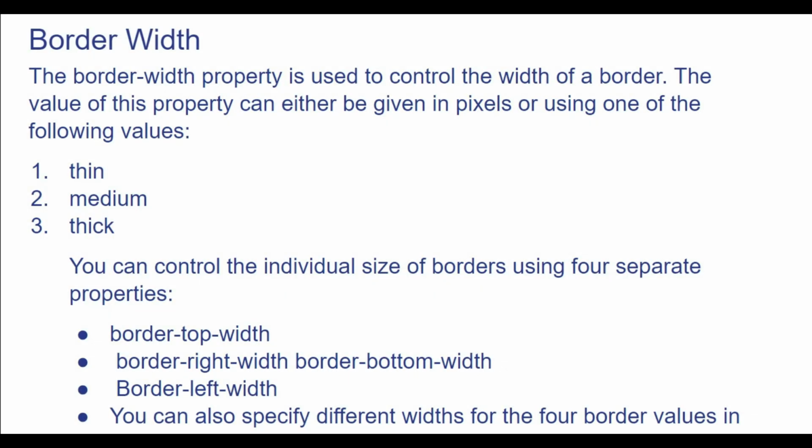Now let's check these guys out. The first thing we're looking into is border width. The border width property is used to control the width of a border. The value of this property can be given in pixels, or using one of the following: thin, medium, or thick. You can also control the individual size of borders using four separate properties: border-top-width, border-right-width, border-bottom-width, and border-left-width.